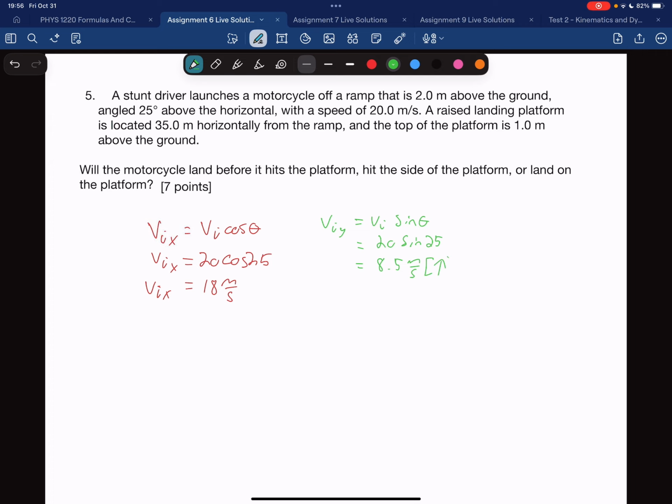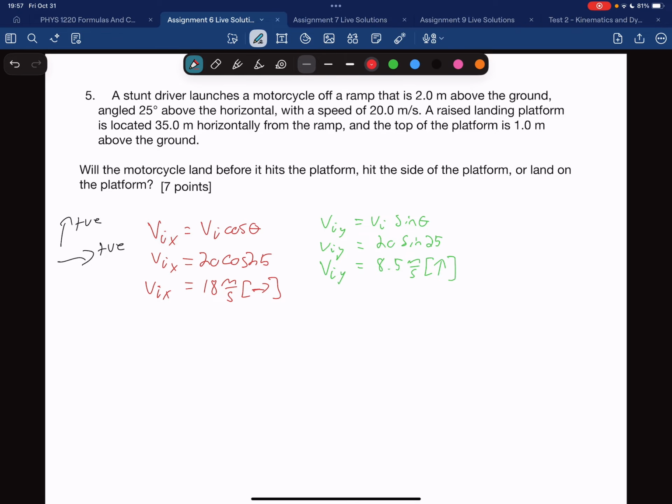And I'm going to say this is upwards. This one over here is to the right. So I'm going to say it's moving to the right and upwards. It's going off a ramp, so it kind of has to go up. Those are the directions I'm choosing. This is important because I'm choosing up to be positive. I'm choosing right to be positive. This is important later on.